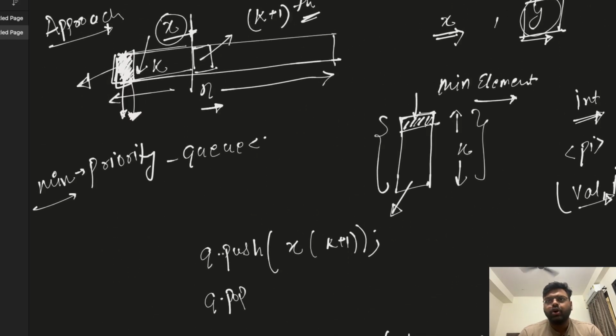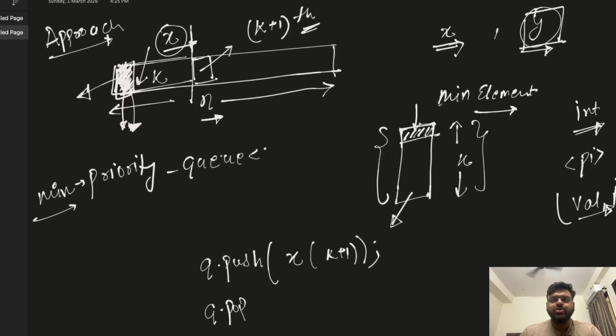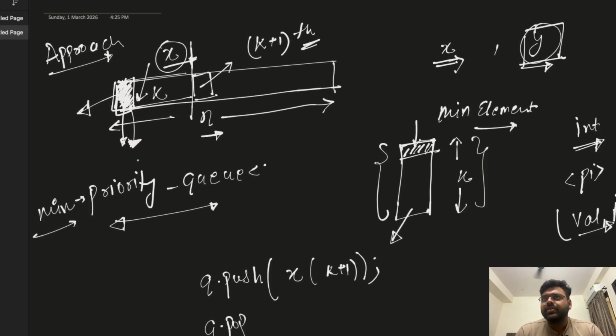I hope you have got the gist of the priority queue approach, and most of you would know what exactly the priority queue is. And if you want the solution for this particular priority queue approach also, just ping me in the comment section. I would be giving you the code for this as well.